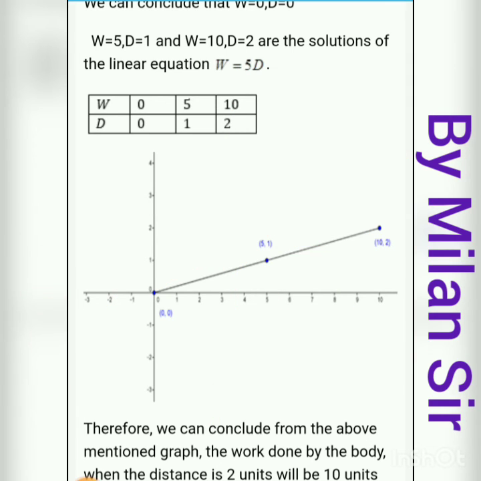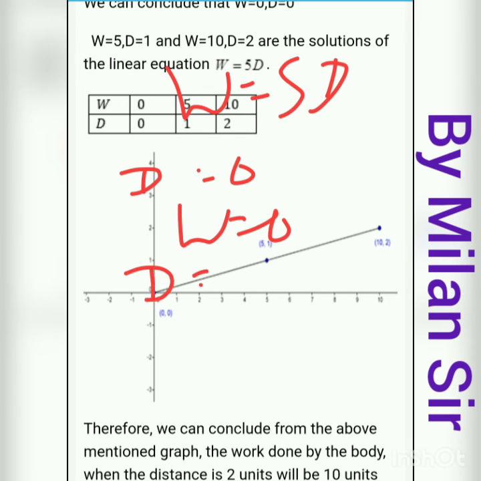Okay, again I repeat this thing: W is equal to 5D, with constant force F equal to 5, so 5D. Now if you put D equal to 0, you will get W equal to 0. If you put D equal to 1, W is equal to 5. So now we can draw the graph.